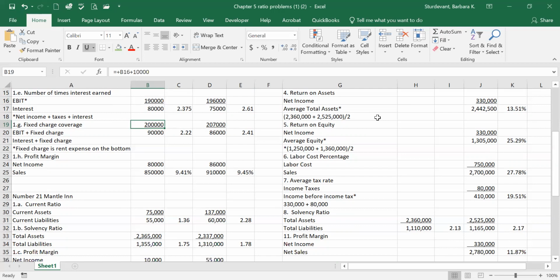Net income on the top, and then you have to average your assets. The other thing, make sure you do this addition and subtotal before you divide. Otherwise, it's going to take this number, divide by 2, and then add it. It's the order of operations. Multiplication and division go first. So if you want it to add something first, you have to total it, and then divide by 2. So that is your average assets. We're earning 13.51% on our assets.